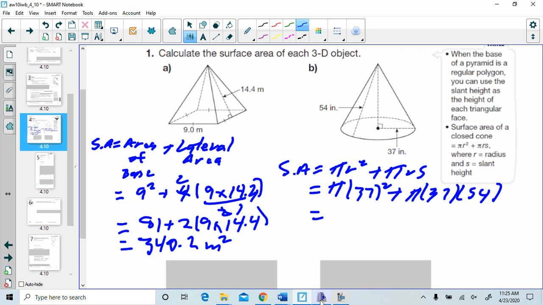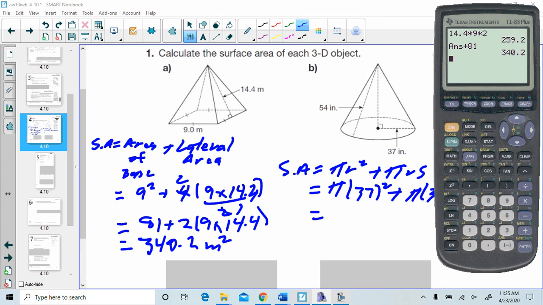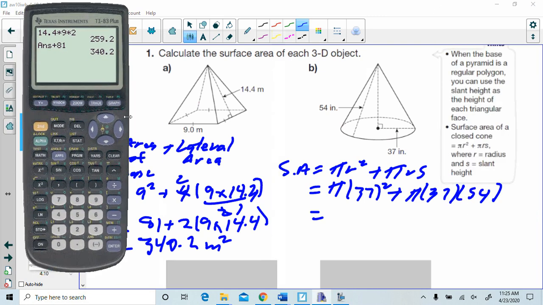Okay, so back to the calculator. I'll start with the right side of the numbers. So we're going to go second function pi times 37 times 54. And we'll leave that number in the calculator. And then we'll go and work with pi r squared. So 37 squared. Use the exponent button. And we'll multiply this by pi. So second function pi. You can see my pi is above here. It's in yellow or orange. So we take that and add it to the original number.